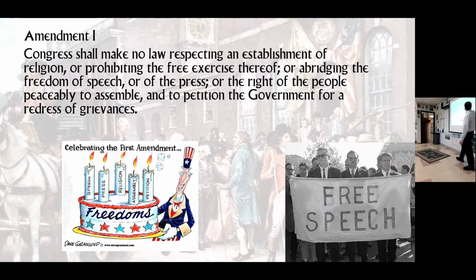Loopholes. Or peaceably assemble. Same deal. You can peaceably assemble, but what does peaceably mean? What's the difference between a peaceful protest, a peaceful coming together of people for a point of view, and a mob bent on violence? Do you see the loophole? Or petition the government to redress grievances? Oh, sure, you can petition the government. Do they have to read it? Thank you for your petition. I really care about what you think. I'm going to file it away.